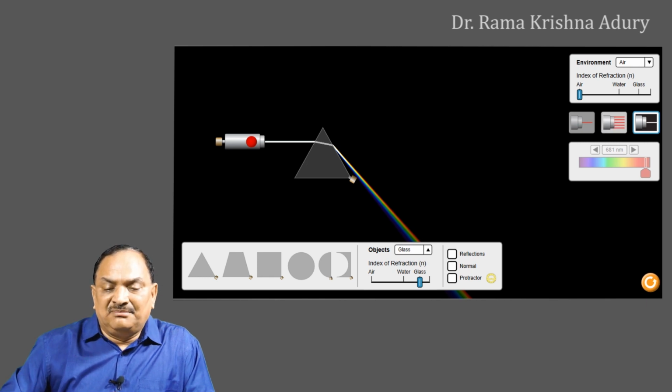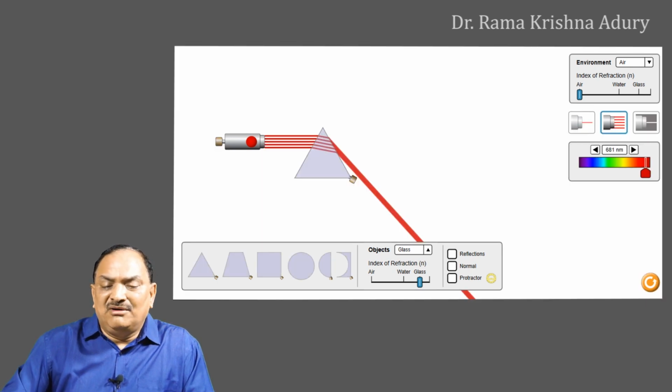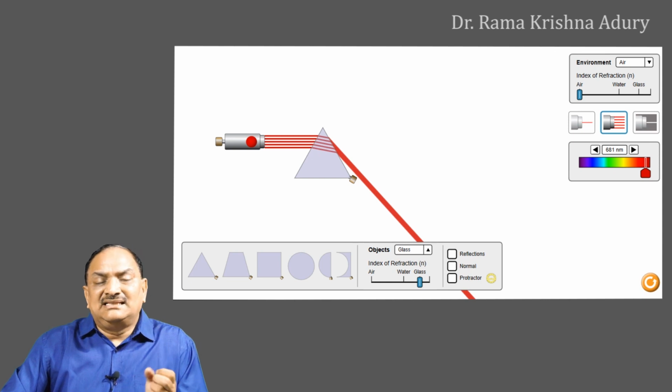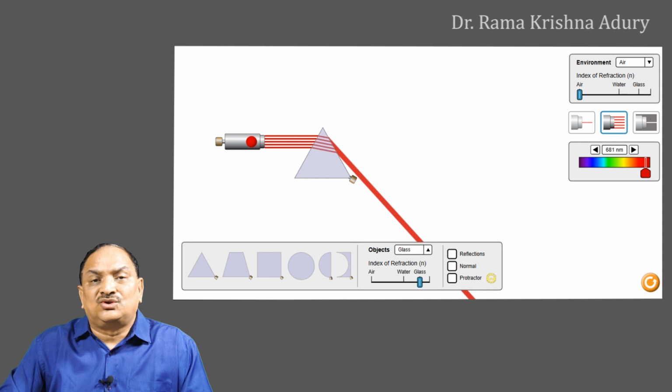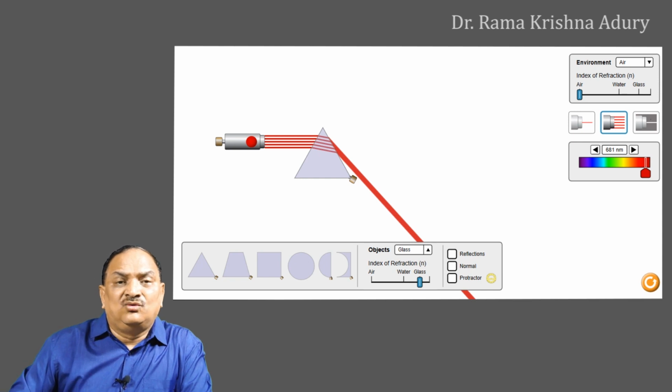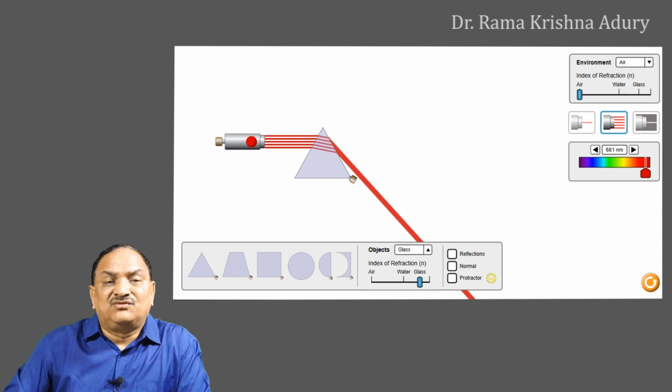Okay, and I just want to show you the beam of rays now, and this is what we mean by a beam of rays. A number of rays close to each other are coming and refracting twice and emerging out of this prism, and this is what we mean by refraction at a prism.